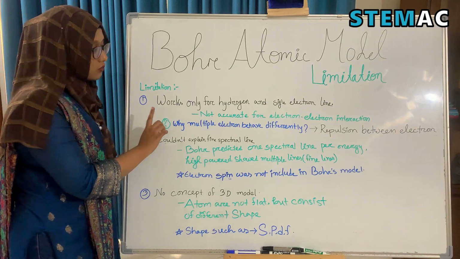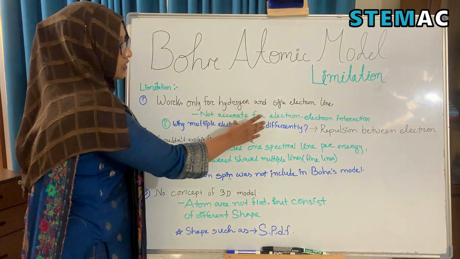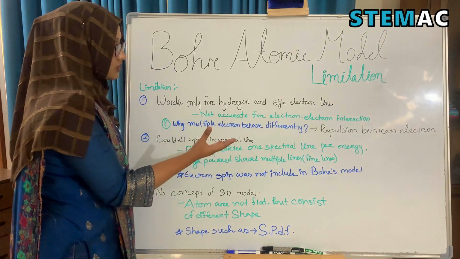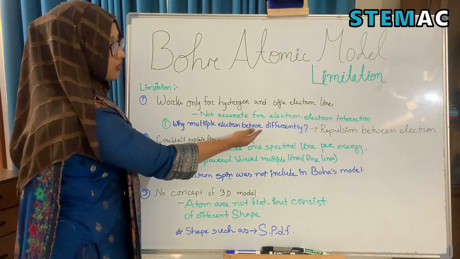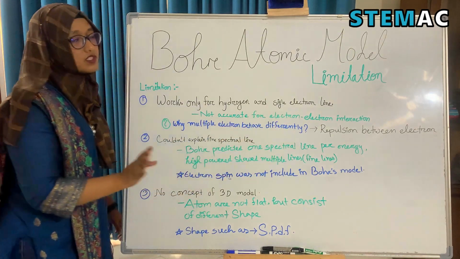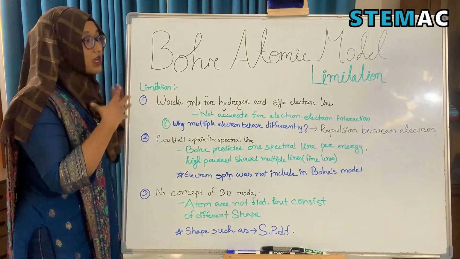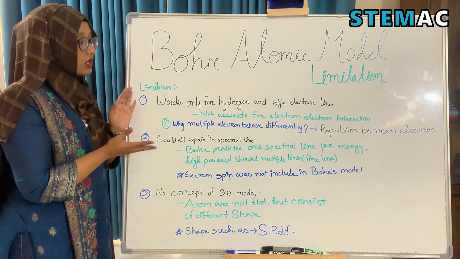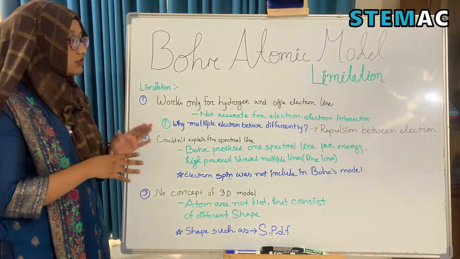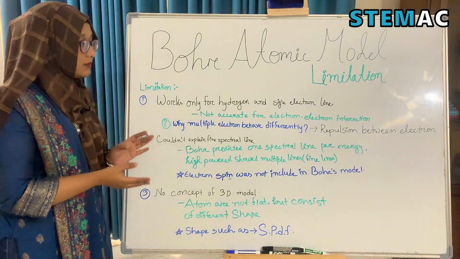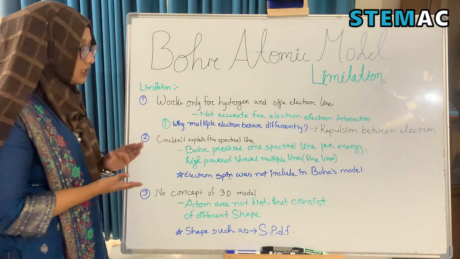The first limitation: the atomic model only works for hydrogen and single-electron systems. It is not accurate for electron-electron interaction. The Bohr model only explains hydrogen, helium, and lithium, but it doesn't cover the other elements of the periodic table.